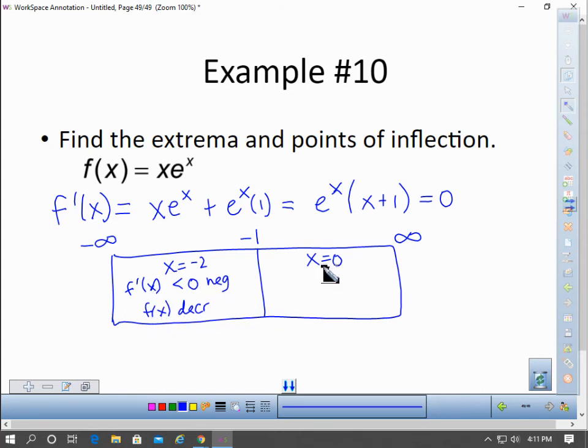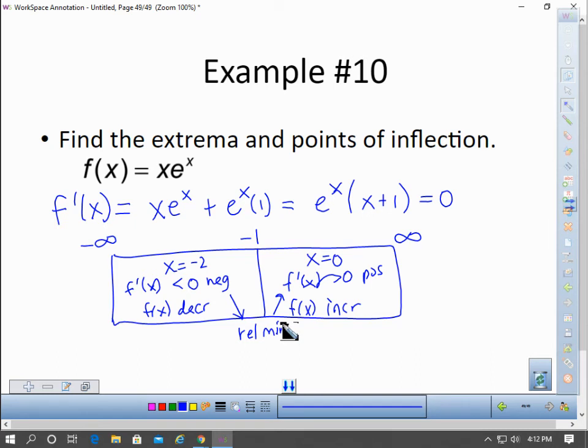All right, same thing here. Put 0 in here, and e to the 0 is 1, so that's positive, and then it's always positive. And then put a 0 in here, 0 plus 1 is also positive. So f prime of x is greater than 0 in this case, so it's positive, which means my function is increasing. So what's that mean is happening at negative 1? Well, if I'm decreasing and then I increase, that means this is a relative min.